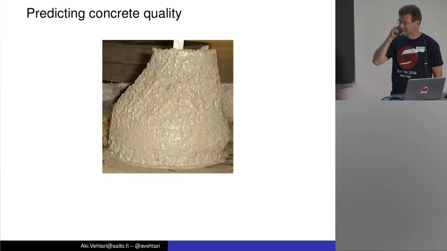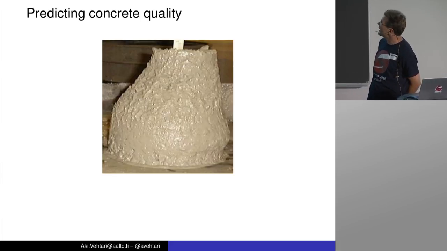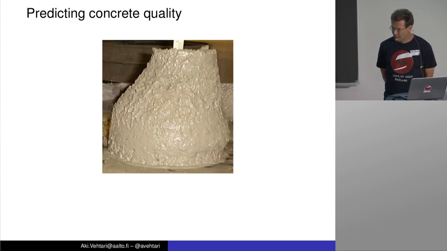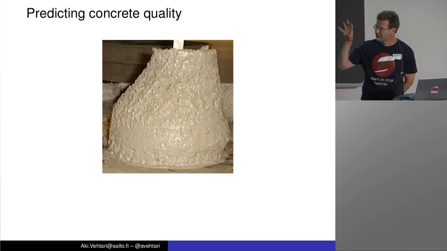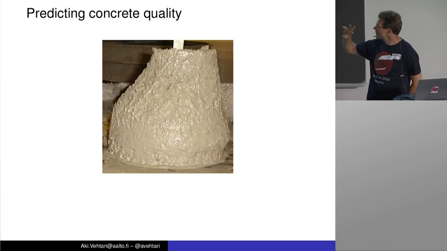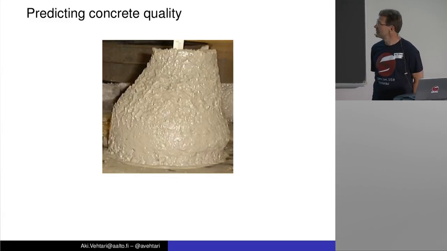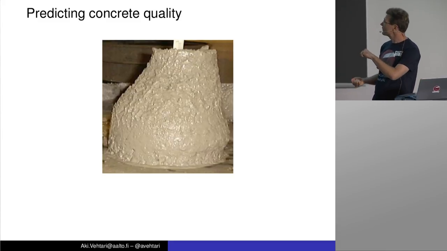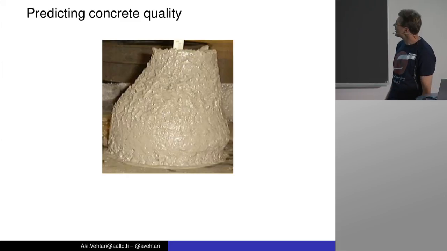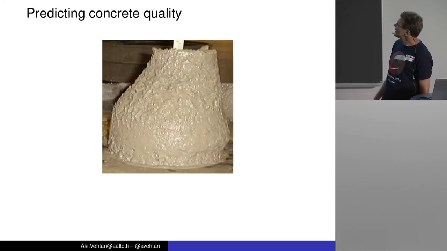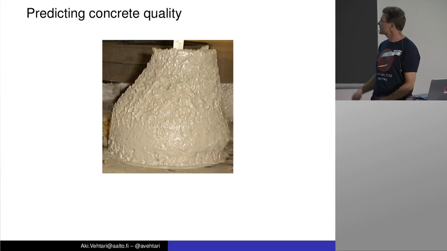When I started my career, my PhD studies, the first problem I had was to predict concrete quality based on recipe: how much water, cement, what type of sand is used. We took a photo of sand and used machine vision to analyze the properties of sand. One of the things we wanted to predict was slump: you get a bucket of fresh concrete, you pour it on a flat surface, and you can see the measure stick measuring how much it slumped, which tells how easy it is to work with this fresh concrete.